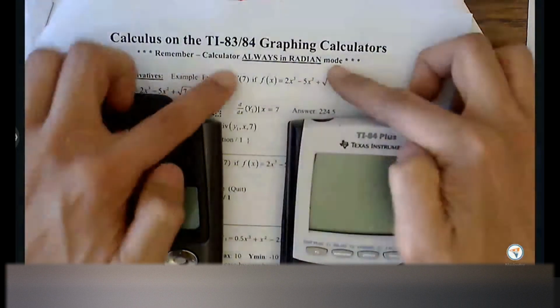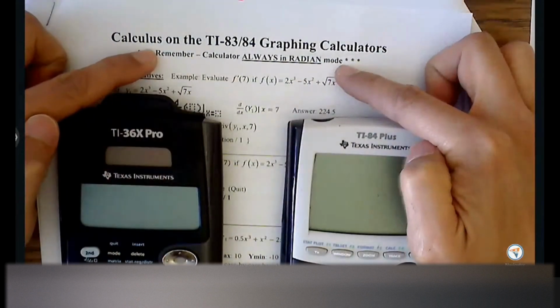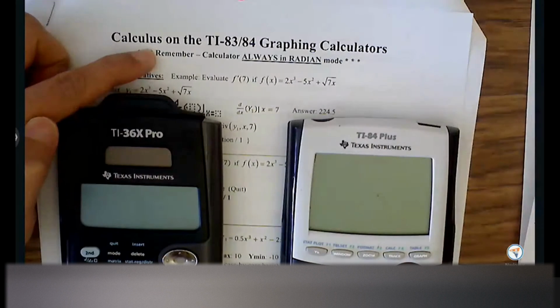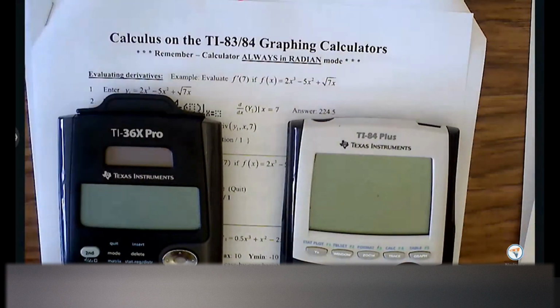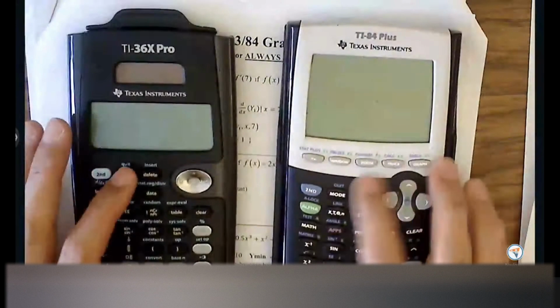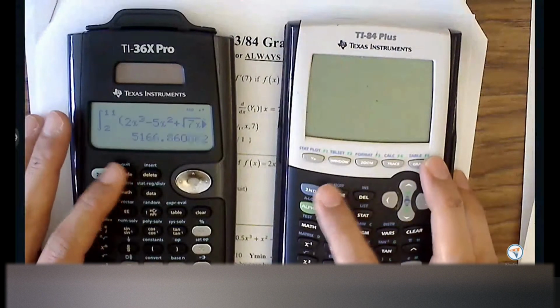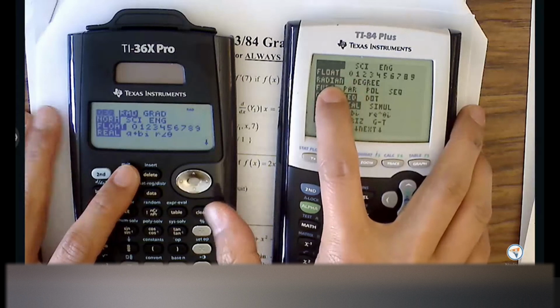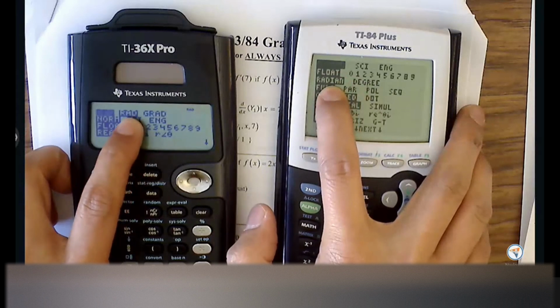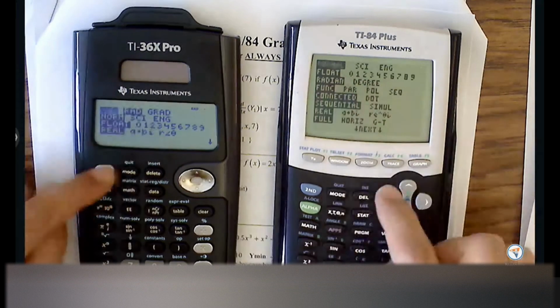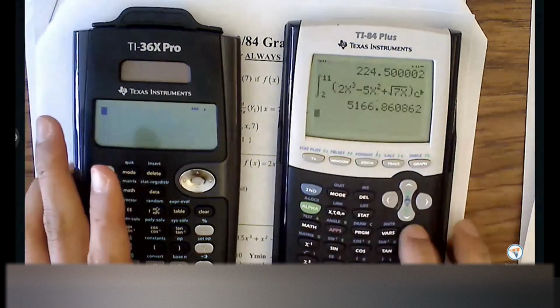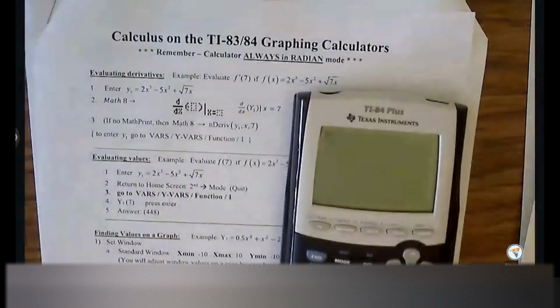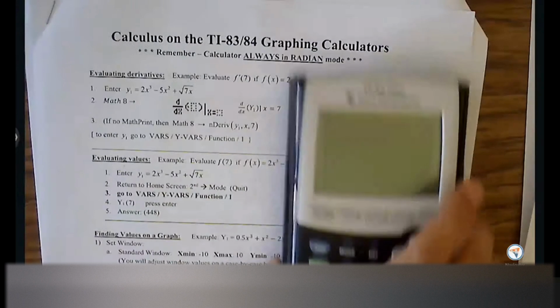All right, so first thing is make sure that you're in radian mode, but ultimately radian mode is only going to impact you if you have trig. But just to be safe, always stay in radian mode, and we don't have to worry about it later on. If you go to mode, just double check that you're in radian mode. Radian mode should be the one that's highlighted. All right, so I'll start with the graphing calculator, and I'll move to the 36 Pro.